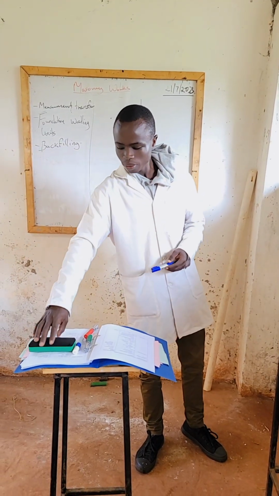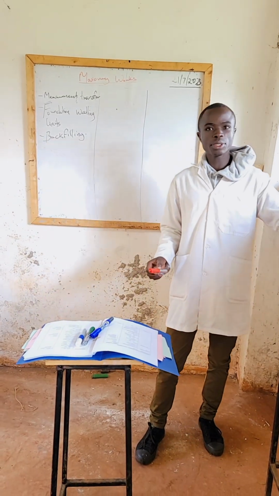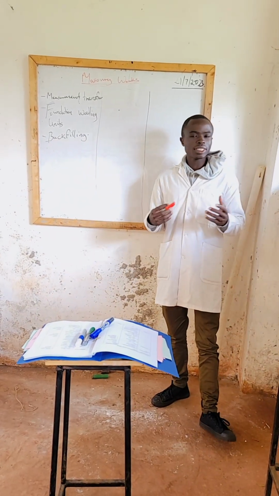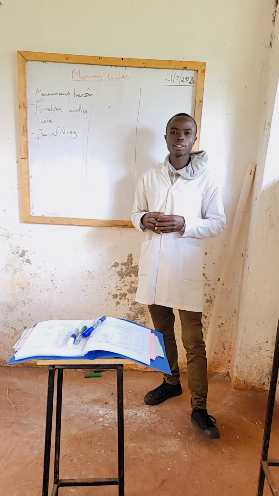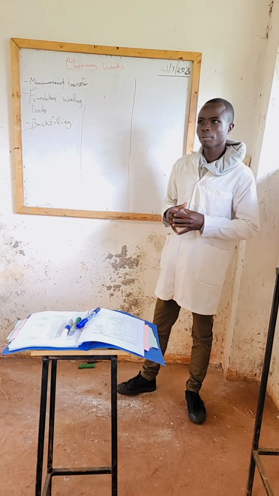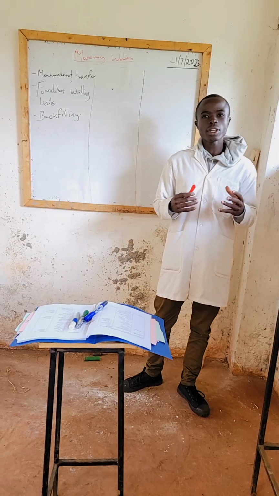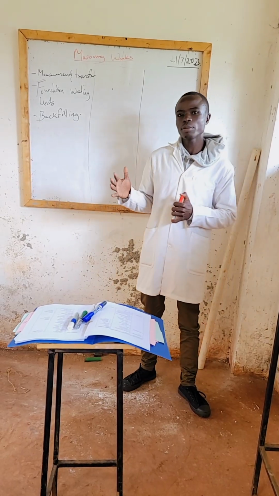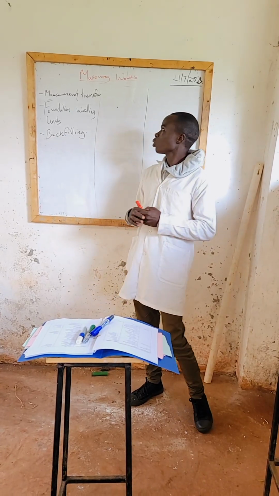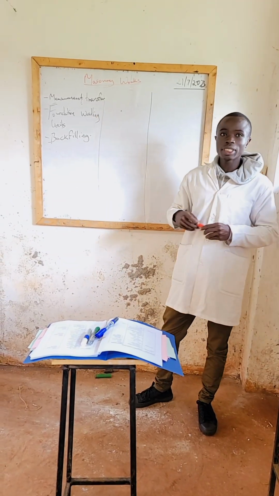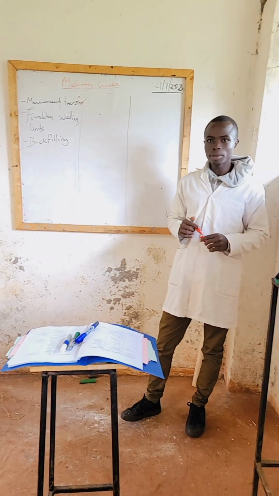First things first, we are going to discuss measurement transfer. When you talk about measurement transfer, after setting out your building, either you'll be using the 3-4-5 method or the builder's square method, whichever method you're going to use. You are going to transfer the measurement from the profile board to the actual excavation trench. So during the transfer of measurement, you are going to use the plan board.